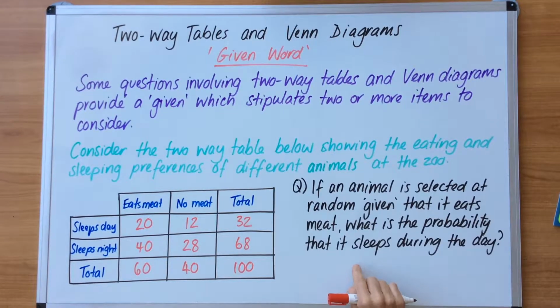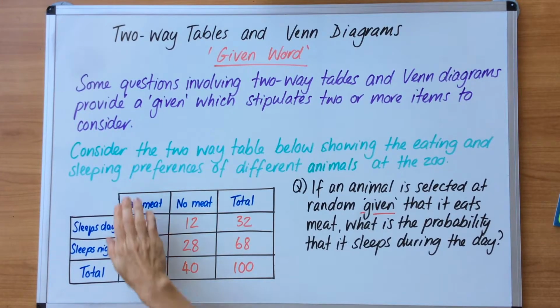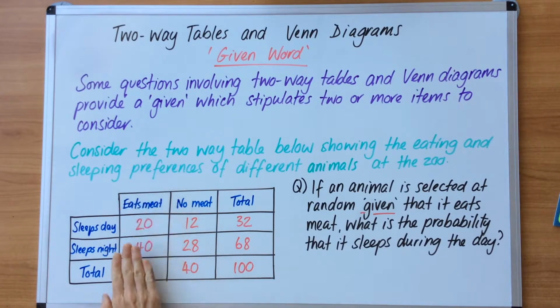Now taking a look at this question here, which is a little bit different. It says, if an animal is selected at random, given that it eats meat. It's this given word here that tells us it's a different type of question. So if an animal is selected at random, given that it eats meat, what is the probability that it sleeps during the day? So we have to basically go to the eats meat column.